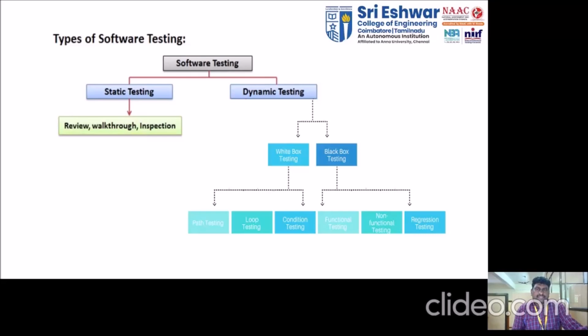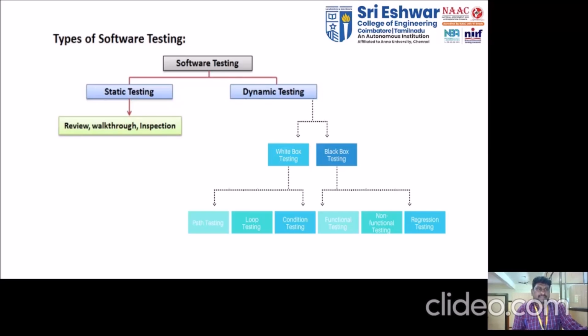Types of software testing. The first one is static testing and dynamic testing. Static testing means verification testing, that is non-execution testing. It is a type of software testing method that works without actually executing the code of the software application. That is static testing. The next one is dynamic testing.